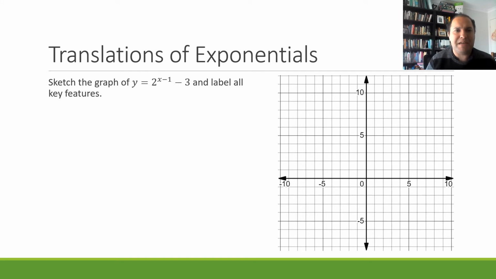Alright, for our second one, we're going to draw an exponential. And again, label all our key features. For our exponentials, we do not need our x-intercept at this point. We're just going to do the y-intercept and our asymptotes.